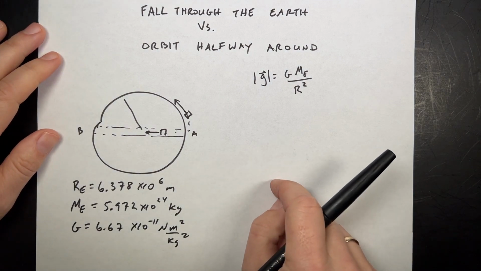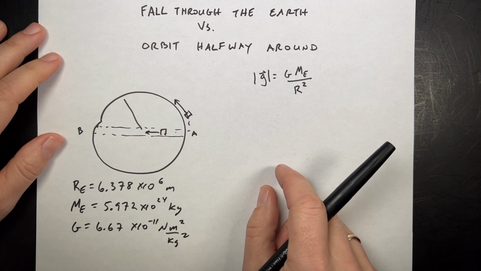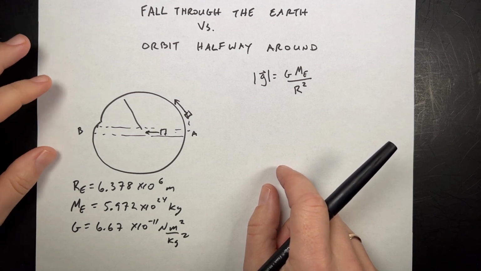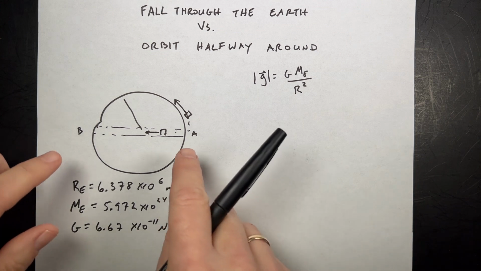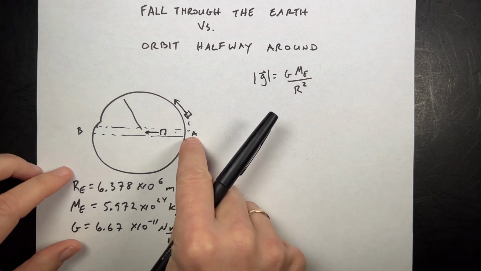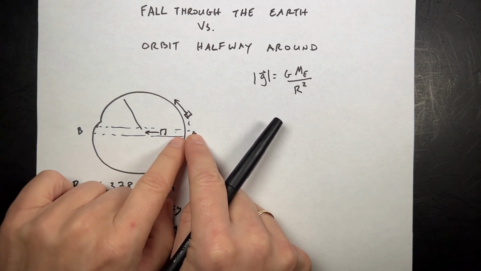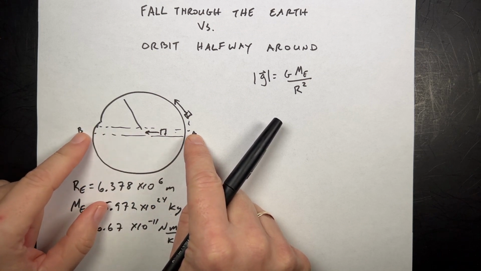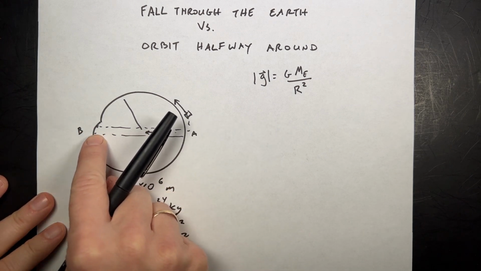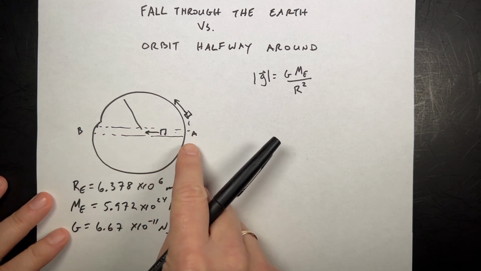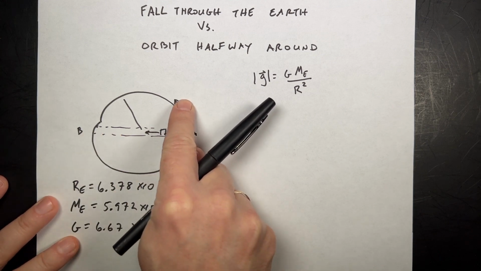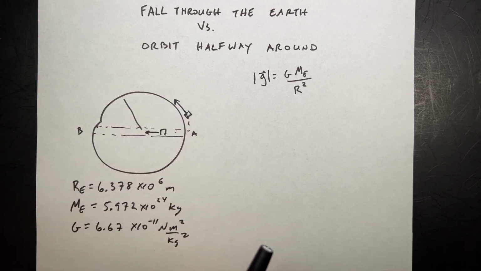This is a classic question, but it's fun too. And it's two parts, right? So the first question, and we're going to do this in multiple ways. The first part says, if I start on one side of the Earth and build a tunnel that goes straight through the center of the Earth and I fall, would it take longer to fall all the way across the Earth to the other side, or would it be faster to orbit around the Earth?